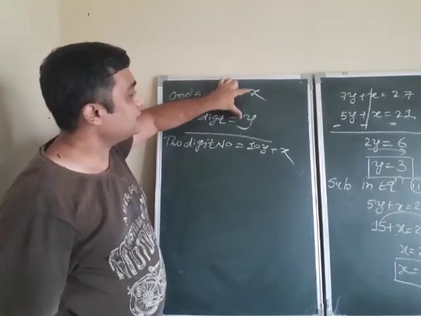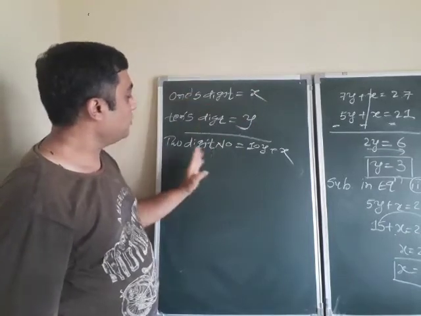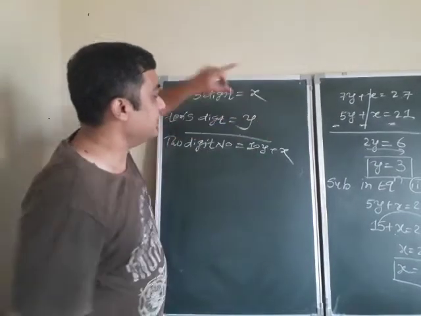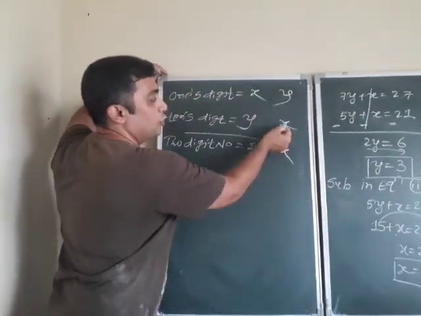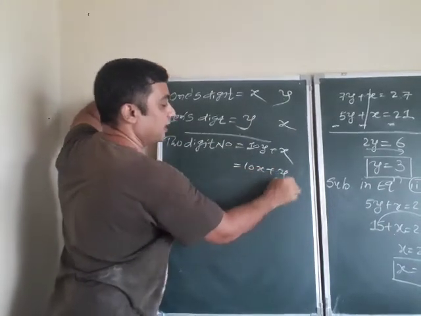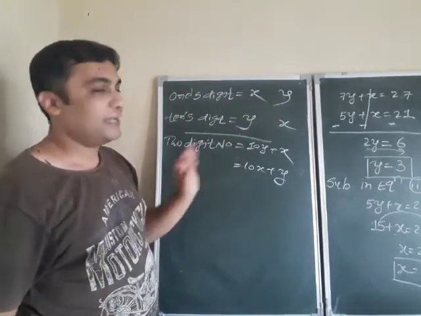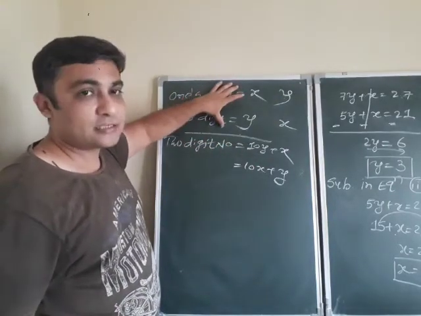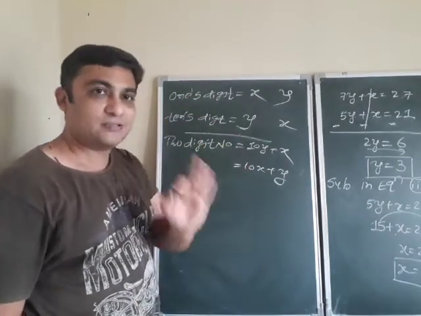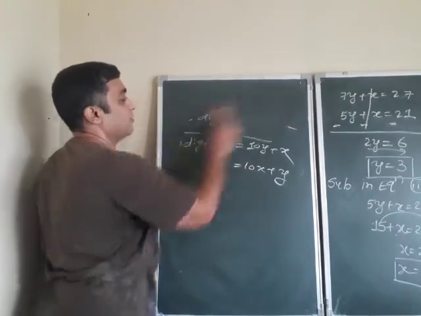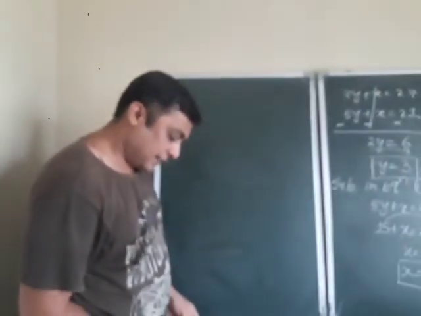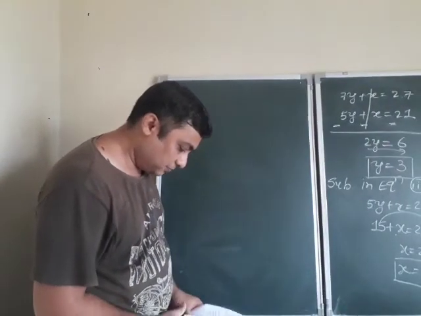If you are told the sum of the digits, you can go with this, and if anything is specified for the number, you can go for 10y plus x. By reversing the digits, this will be x and this will be y. So by reversing the digits, your number would be 10x plus y. Please take care of this. Whether the data talks about just digit summation or about the 2-digit number, be clear and calculate accordingly. Now the last solving method is the cross multiplication method.